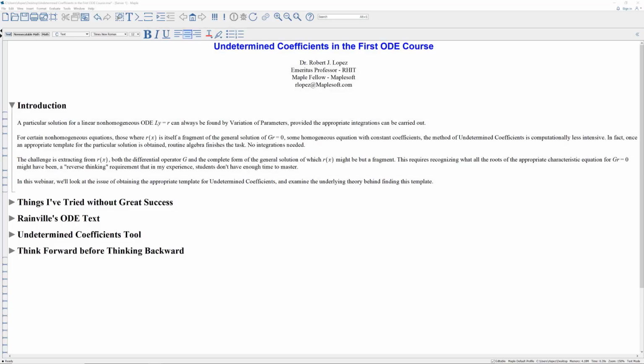Undetermined coefficients in the first ODE course. I always had difficulty in my intro ODE courses explaining to students what particular solution template to use in the method of undetermined coefficients. So in this webinar, I'll show a few things I tried that I judged to be unsuccessful. Then I will describe the approach that I learned as an undergraduate studying out of Rainville's elementary differential equations text. And then I will show how I implemented that approach using Maple.